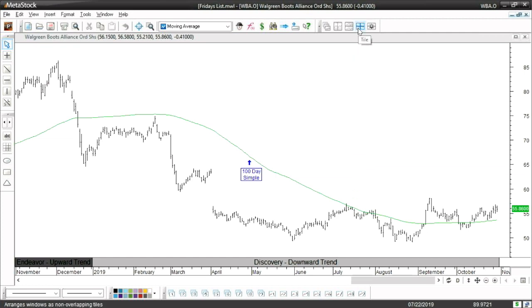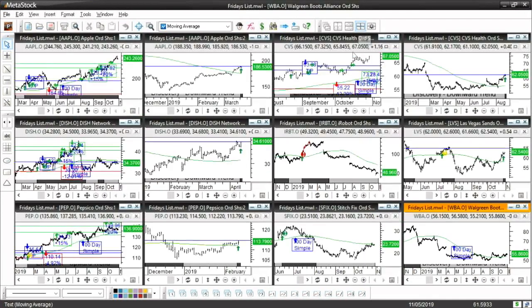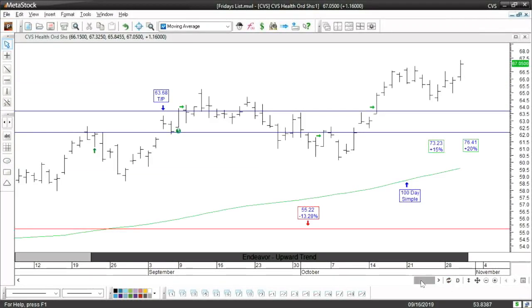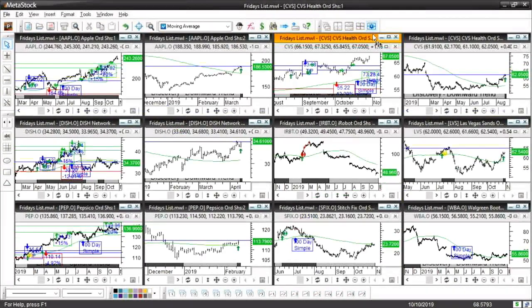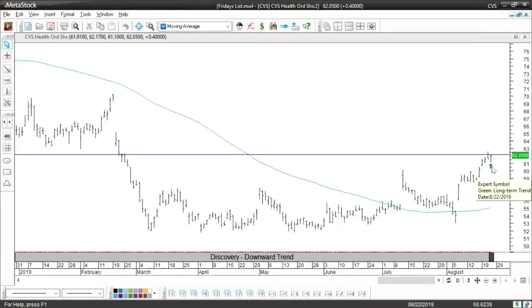Now, on the other hand, CVS came out of discovery and went into endeavor. And this is September, October of this year. And there was our arrow. So let's go back and see what we do when we get the arrow. Come back to where the arrow came on the date, 8/22. We're looking at our commentary.